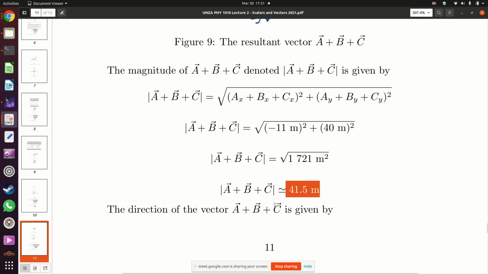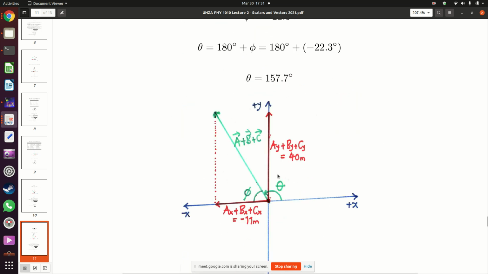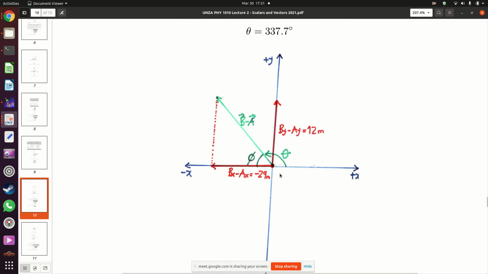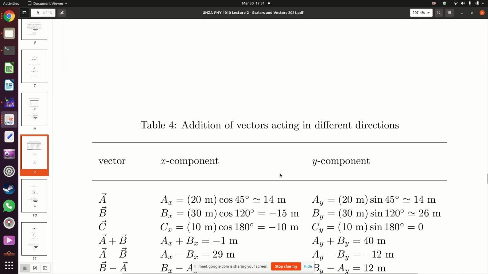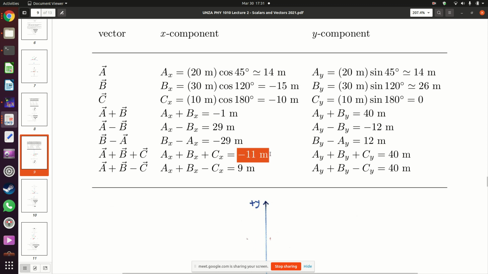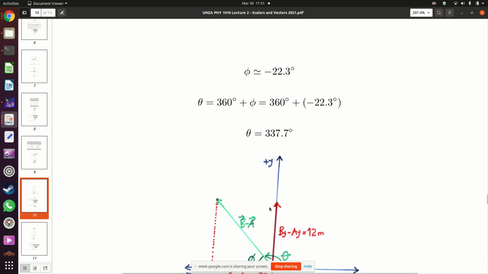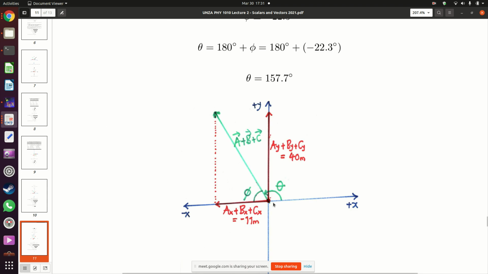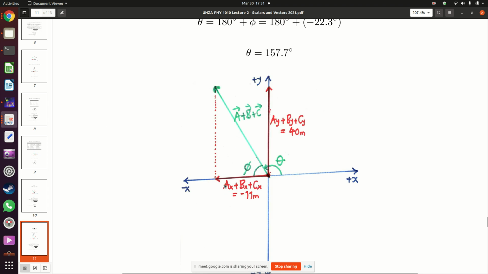What is the direction? So when it comes to A plus B plus C, along the x-axis, as you have seen from the table, it is minus 11 meters. Minus meaning that the x component is pointing in the negative x-axis and the y component is pointing in the positive y-axis. So when you draw those components here, AX, the x component of A plus B plus C, is minus 11 meters. It's this red line down here. It's pointing in the negative x-axis.